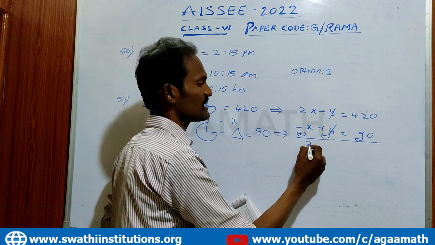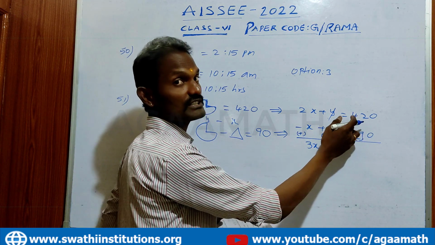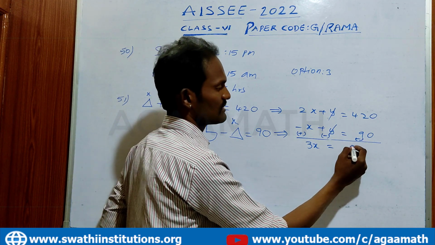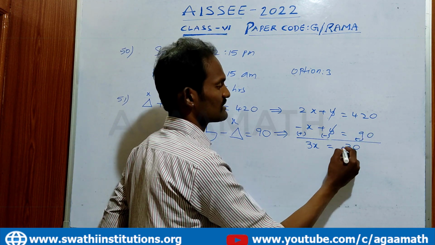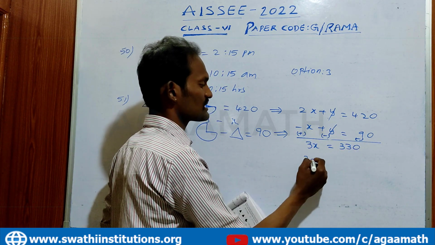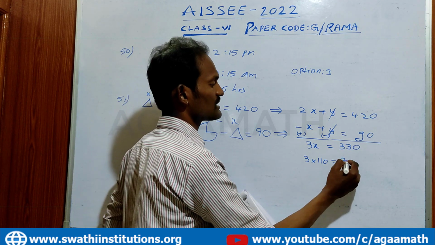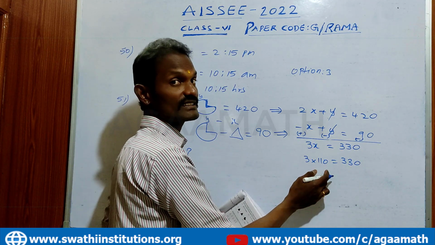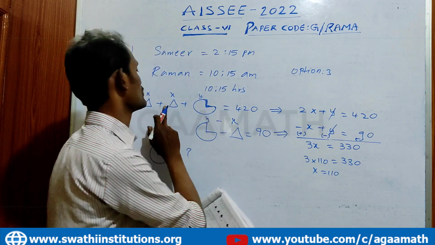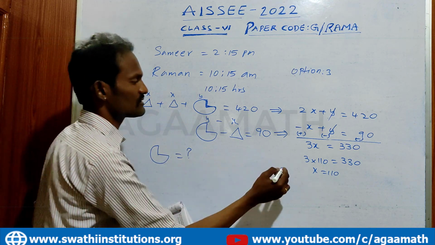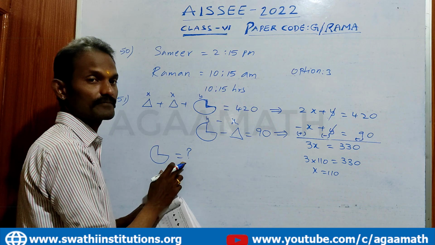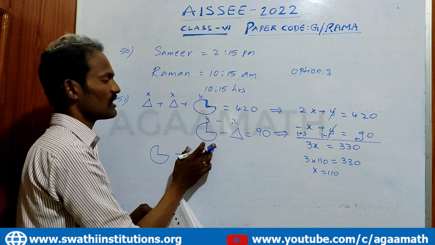2x plus x is 3x equals 420 minus 90. 420 minus 90: 12 minus 9 is 3, so this is 330. 3 times how many is 330? 3 times 110 becomes 330. So x is nothing but 110. What does x indicate? X indicates the triangle. So the triangle is 110.